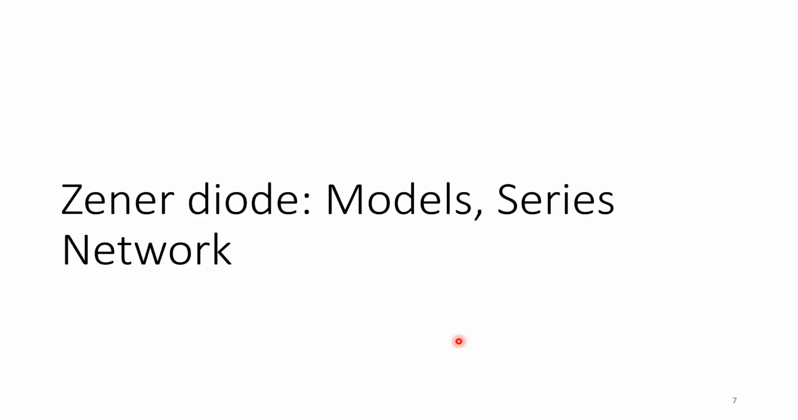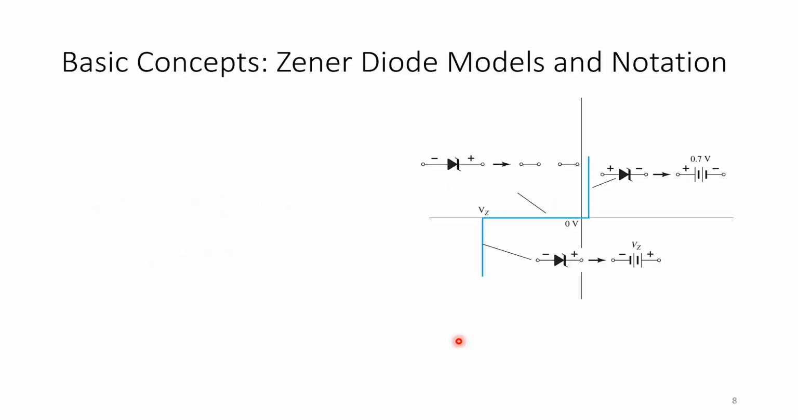So, Zener diode model, series network. Now we know that Zener diodes are intended to work in the reverse bias mode, in the breakdown region. Basic concepts, Zener diode models and notation. In the forward bias, the screen shows that it turns on at 0.7 volts for this particular model. Between 0.7 and VZ, it is like an open circuit because it is non-conducting. And at VZ, it breaks down and the voltage across it is VZ.